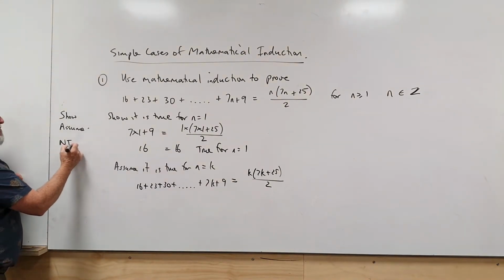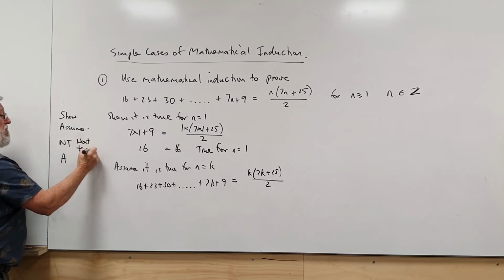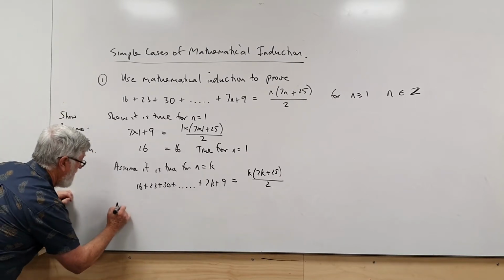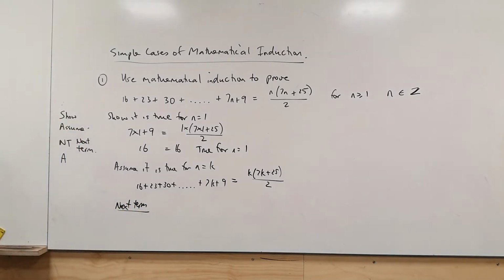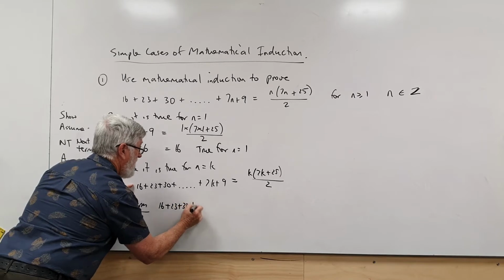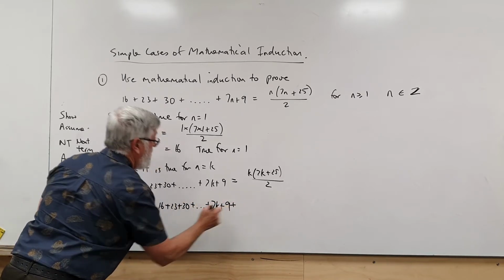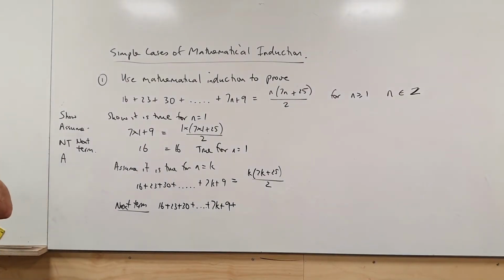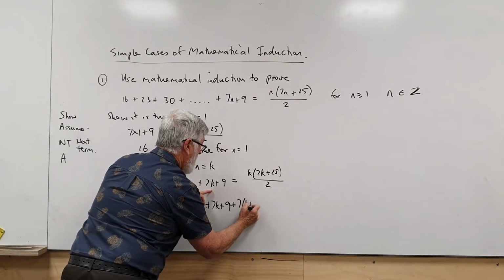Next term. Now there's 2 possibilities for this, 2 ways that people will approach it. Let's go to the next term. Do people write next term? No. I'm just writing it down for us at the moment. If you want to do that, it's acceptable. So I can go 16 plus 23 plus 30, get to that term, and add the next term. What's the next term? 7k plus 1 plus 9. So you're replacing the k by k plus 1.